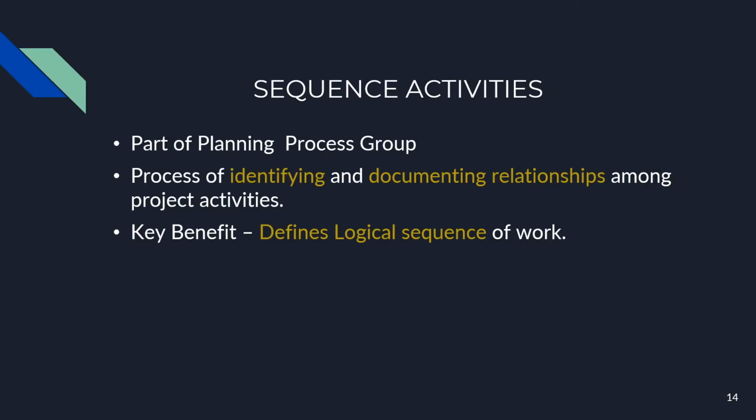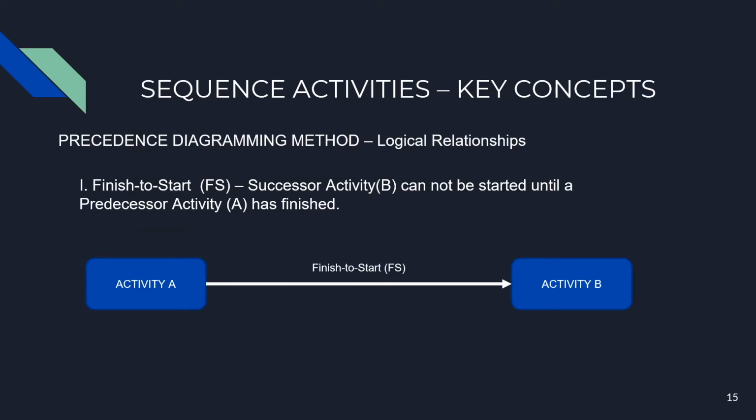The next process is sequence activities. Sequence activities is also part of the planning process group. It identifies and documents relationships among different project activities. The key benefit is that it defines the logical sequence of the work.